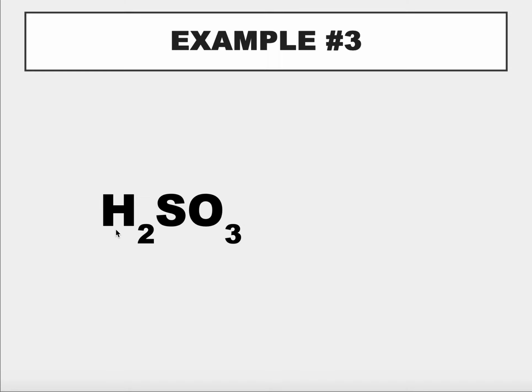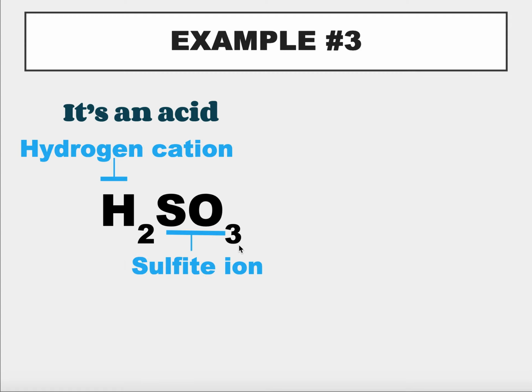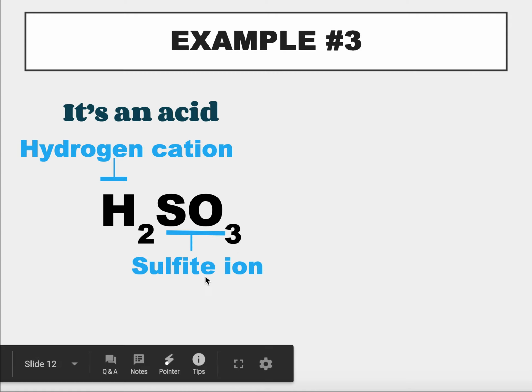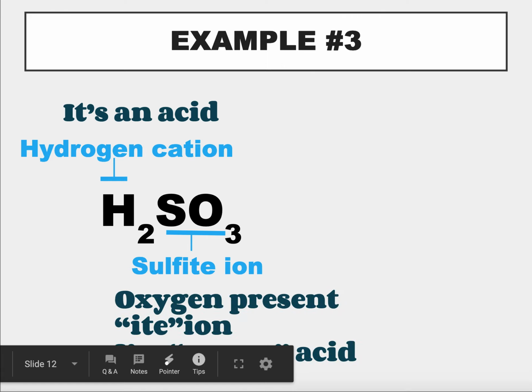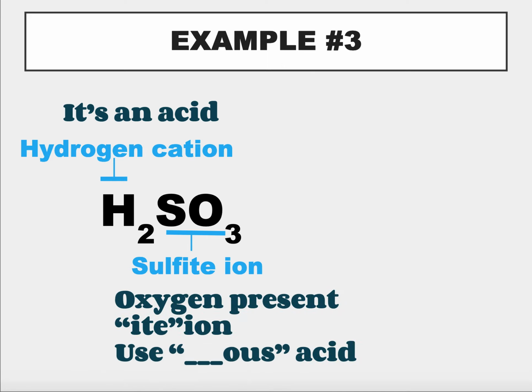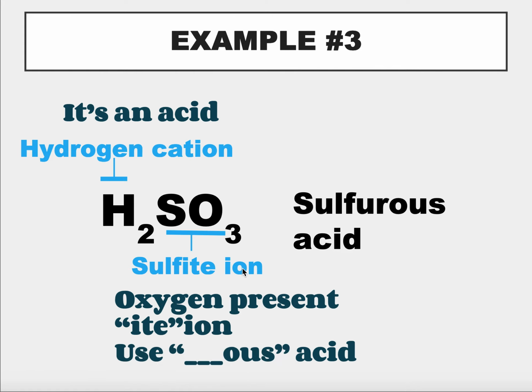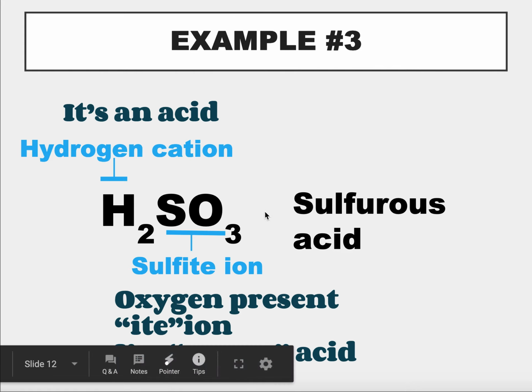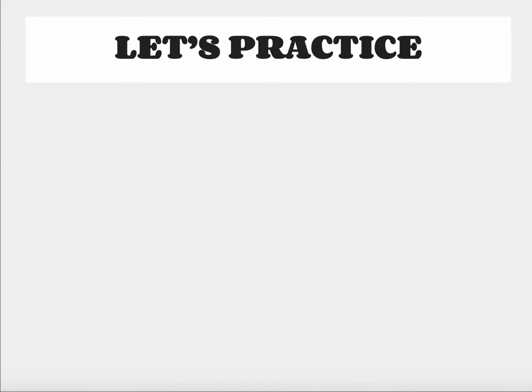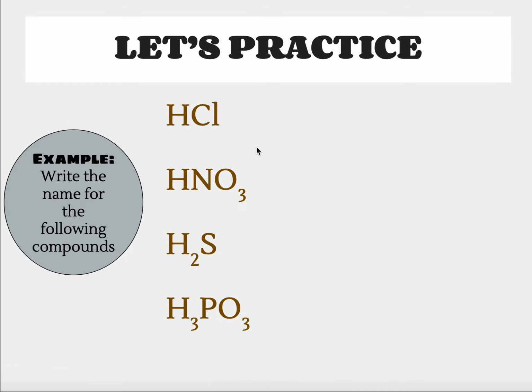If I look at this example, again, it starts with H, so I know it's an acid. SO3, I look on my pink sheet, it's sulfite. What's my rule? Well, if it's an ite ion, then I change the ite to an ous acid. So sulfite becomes sulfurous acid. So I can see this ous acid is because it's sulfite. And again, there is no hydro in front. Okay. So go ahead and pause the video and try to do these 4 examples on your own.